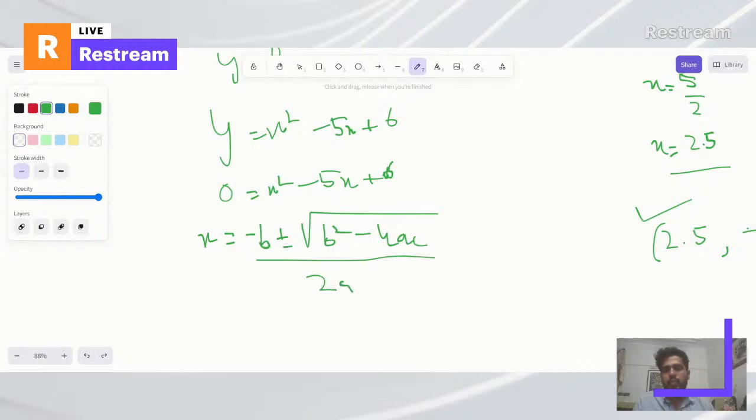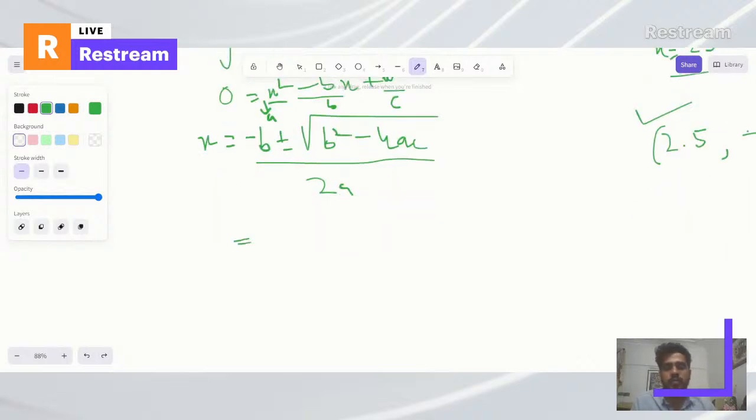All right, so now what's the value of b, a, and c? The number which is associated with x square is a. The value which is associated with just x is b, and the value which does not have an x with it is c. So now just place it into the formula.